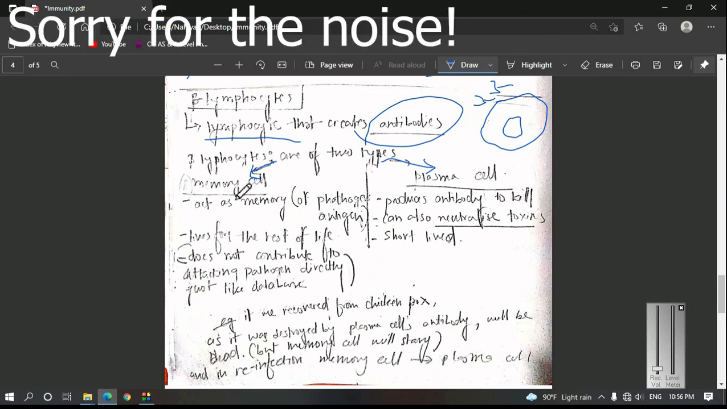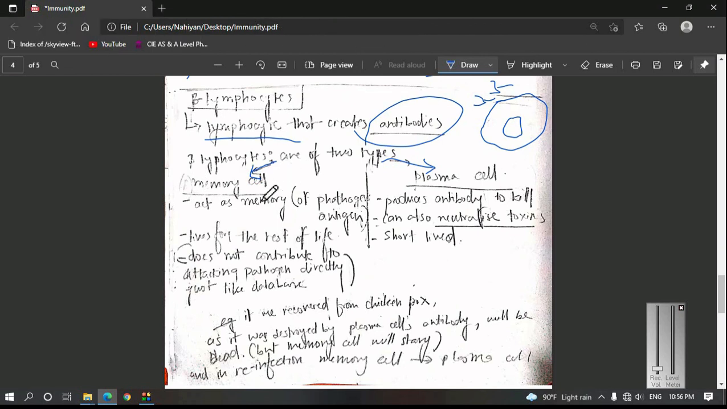The memory cells, the evidence, don't have a specific function. They are only the identifiers, and they can also be like the law books. If you are a thief, you have to give a fine, and if he's a murderer, you have to give him jail. Like that, memory cells remember the face of the thief. That analogy can be used. They remember the antigen of the bacteria.